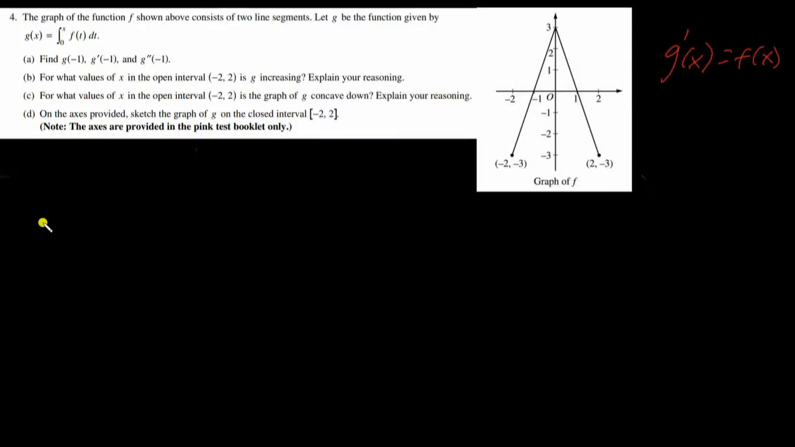Okay, so part B, we need to find what values of x in the open interval -2 to 2, so that's this whole interval there, is g increasing. Explain your reasoning. And you'll notice here that I've written that g prime of x is equal to f of x. When you find some sort of key insight, like we found in part A, that connects 2 or more main ideas of the problem, I think it's a good idea to write it separately, star it or something, because it's probably going to come back in multiple parts, and you don't want to be stuck figuring out what the connection is when you already found it in a previous part. Okay, so in this case, this is what we're going to use.